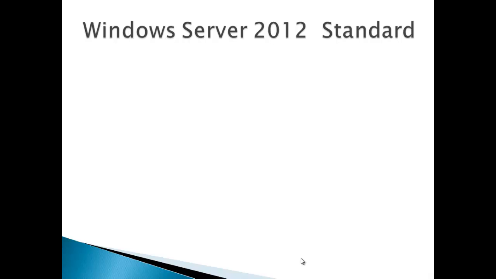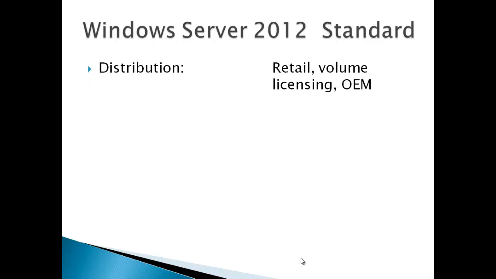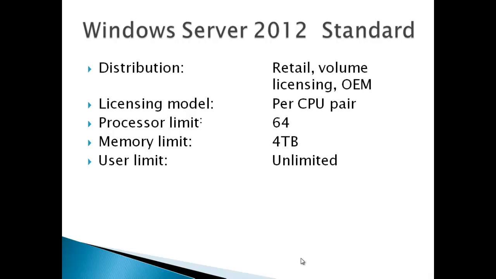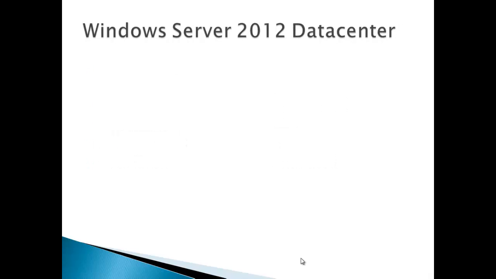Then we have Windows Server 2012 Standard Edition. Distribution of this server is retail, volume license or OEM. License model, in here we move to license per CPU pair. And processor limit, we can have quite a lot more now. We can have up to 64 processors. Memory limit 4 TB. User limit, it's unlimited for users.